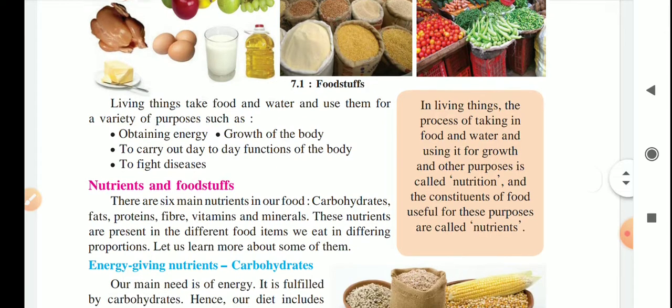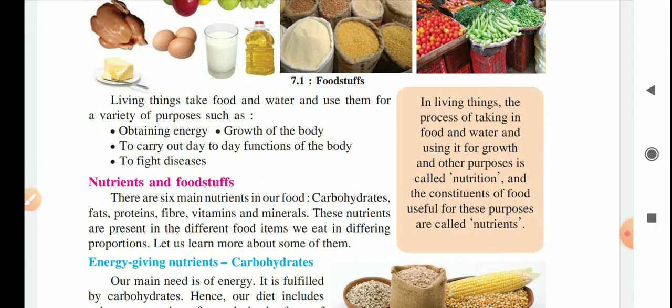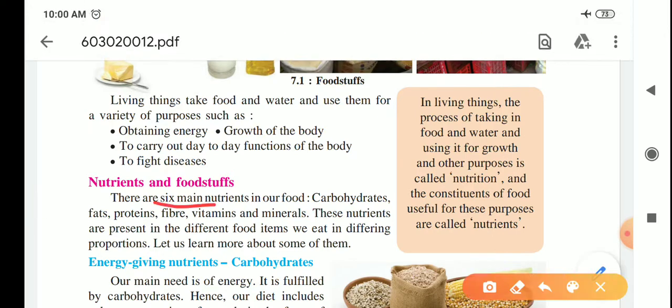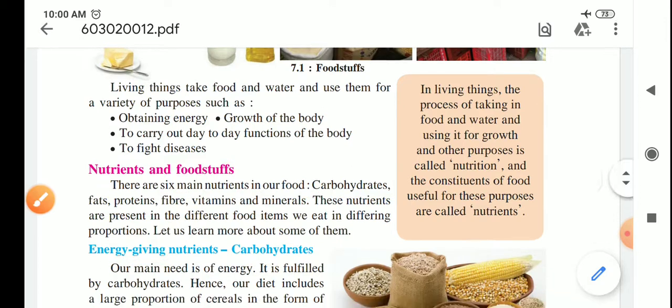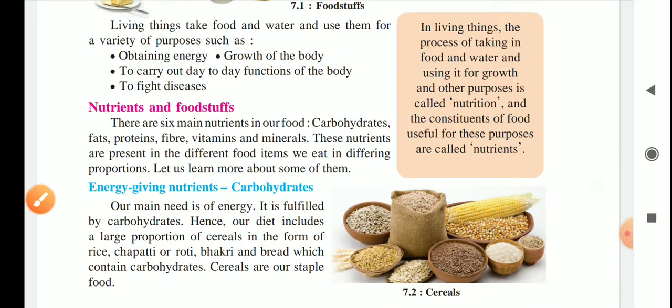So what are the different types of nutrients and foodstuffs? There are 6 main nutrients in our food, which are: carbohydrates, fats, proteins, fibers, vitamins and minerals. These nutrients are present in different food items we eat in different proportions. Now we will be seeing in detail about each and every nutrient. First we will be learning about carbohydrates.